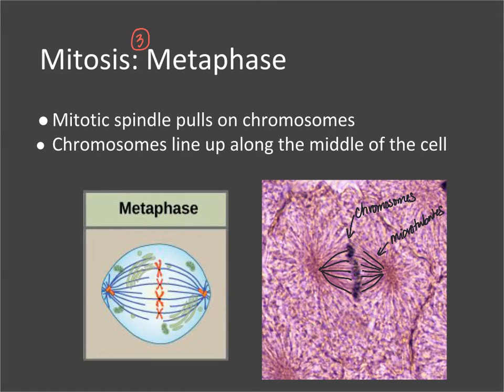Notice also that the nuclear membrane is still gone. Now we still have a cell membrane, okay? This barrier out here is the cell membrane, but there is no nuclear membrane because we started getting rid of it during prophase, and then it went away completely during prometaphase.